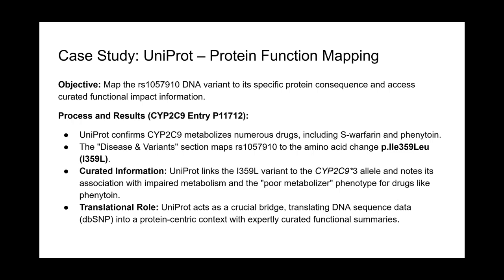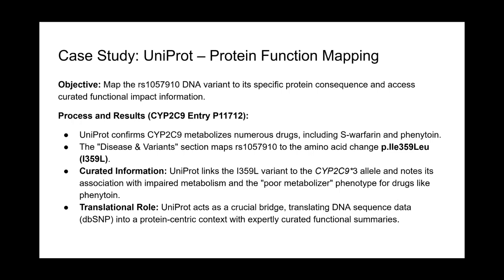It connects this change to the CYP2C9 gene variant known as the CYP2C9*3 allele. The description notes that this variant is associated with impaired metabolism of multiple substrates and contributes to the poor metabolizer phenotype for certain drugs, such as the antiepileptic drug phenytoin.